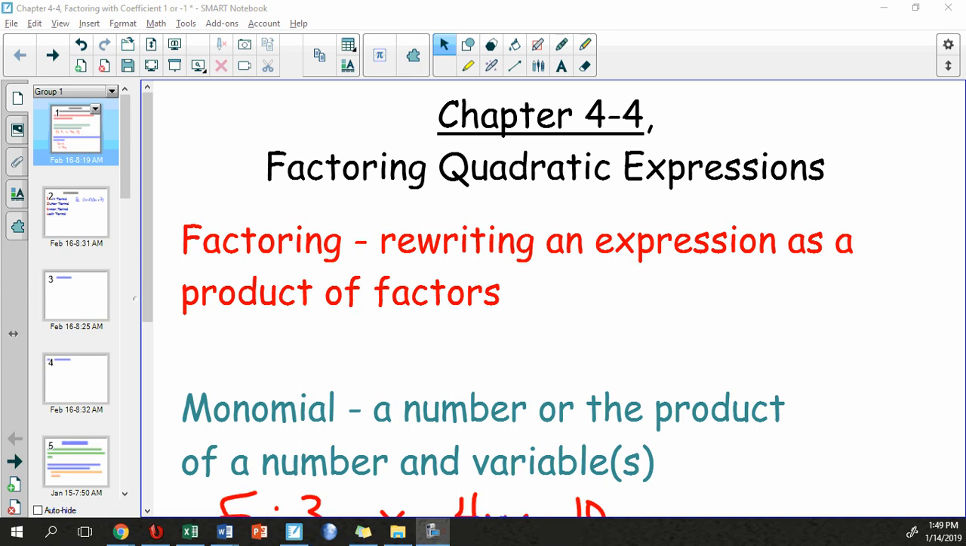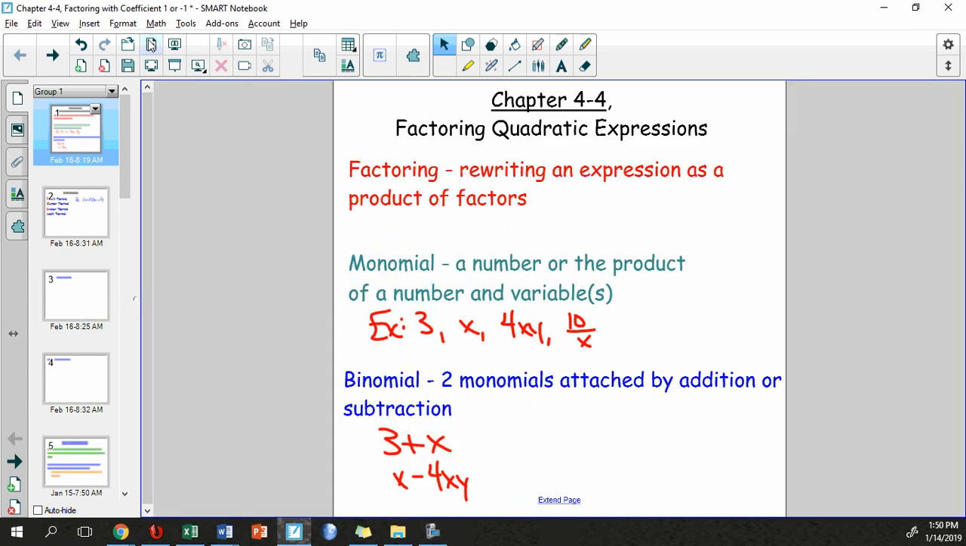Okay, chapter 4.4. We're doing factoring quadratic expressions. Now, I know you guys have all heard of this before. You did this back in Algebra 1. It was not fun for most of you. You struggled with this concept because a lot of times you guys do not remember your multiplication tables. Would you agree with me? Because of that struggling with your multiplication tables, factoring is a little bit more difficult for most students.